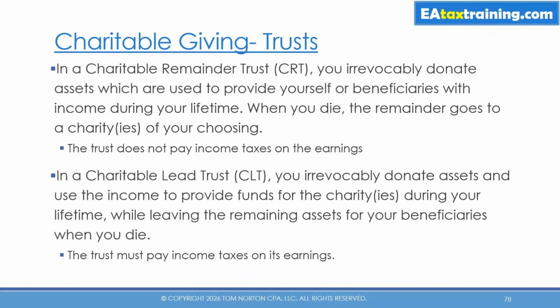There are also a couple of different charitable giving trusts that you will want to know about for the exam. The first is called a charitable remainder trust. It is an irrevocable trust, and you donate assets, and those assets are used to provide you or your beneficiaries with income during your lifetime. When you die, the remainder goes to the charity of your choosing. So, for example, let's say you own some stocks. What you can do is you can contribute those stocks to this trust. It is irrevocable. So once you contribute them to the trust, you cannot get them back out.